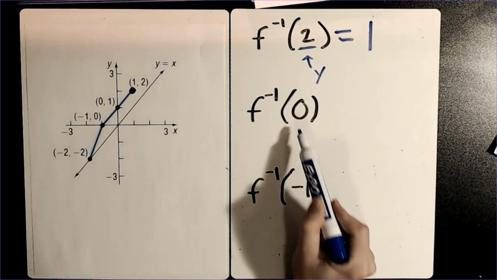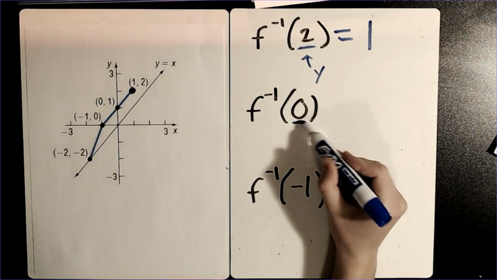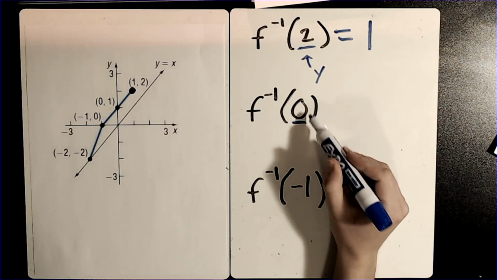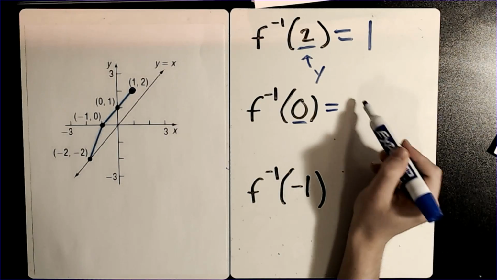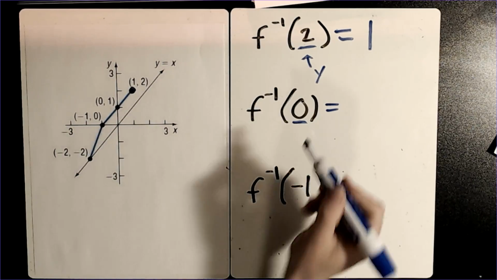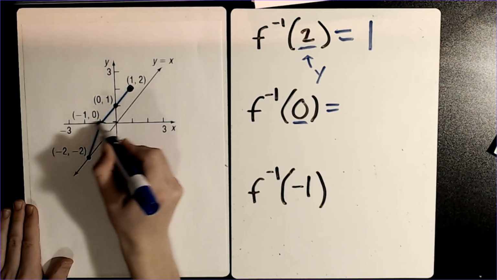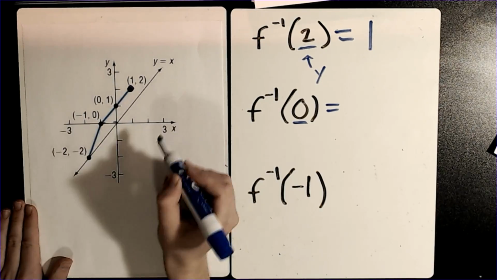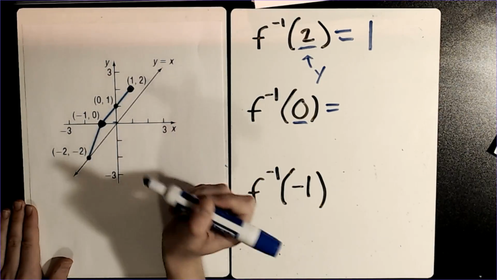F inverse of 0, okay? Again, we're looking at this number in here as the y value, and we're going to be getting out the x value for the original function, okay? So y is 0. We're trying to find a point with y equals 0. So y equals 0 is along the x-axis here. What point is along the x-axis? It's this guy right here.